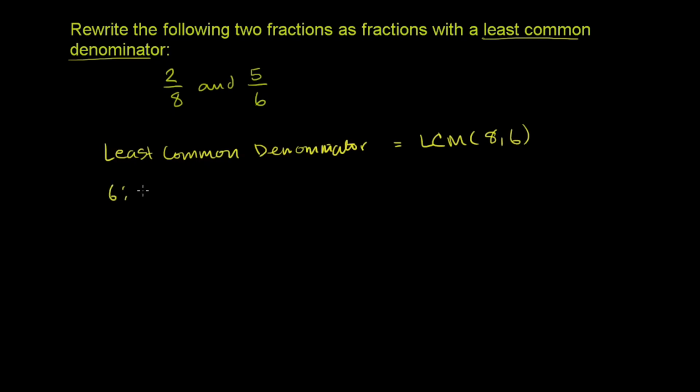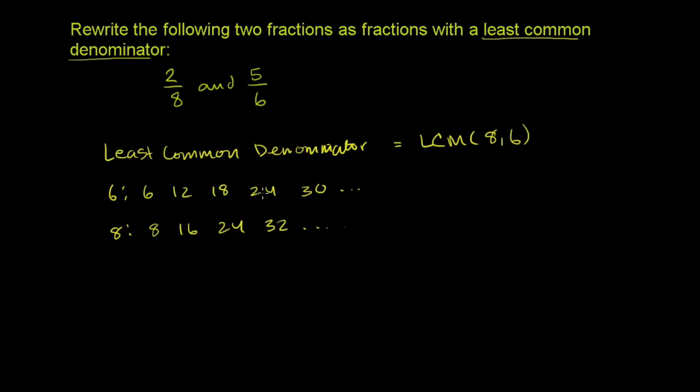So multiples of 6 are 6, 12, 18, 24, 30, and I could keep going if we don't find any common multiples out of this group here with any of the multiples of 8. And the multiples of 8 are 8, 16, 24, it looks like we're done, and we can keep going obviously, 32, so on and so forth. But I found a common multiple, and this is their smallest common multiple.